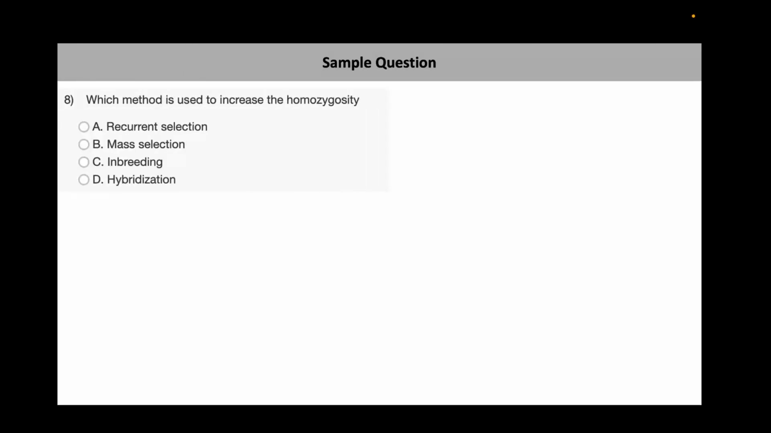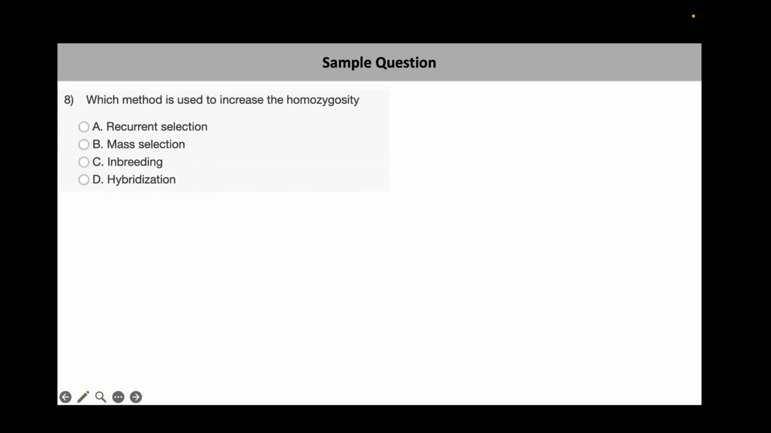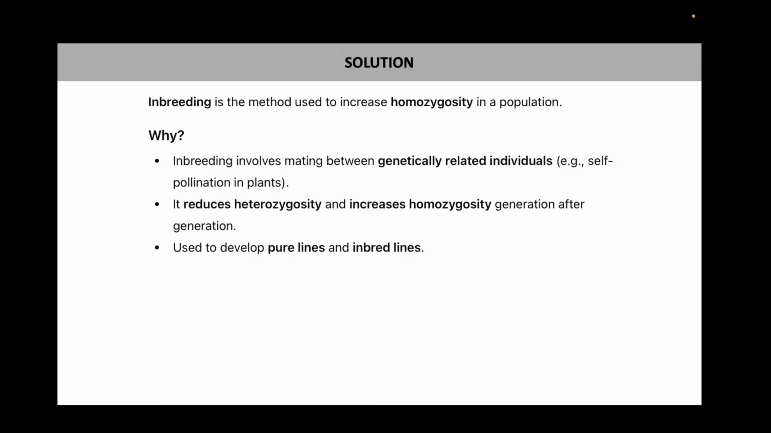Okay. So let's talk about the answer. Two people have answered option C. It is very simple actually. Basically, inbreeding is the answer because inbreeding in this method increases the homozygosity in the population.